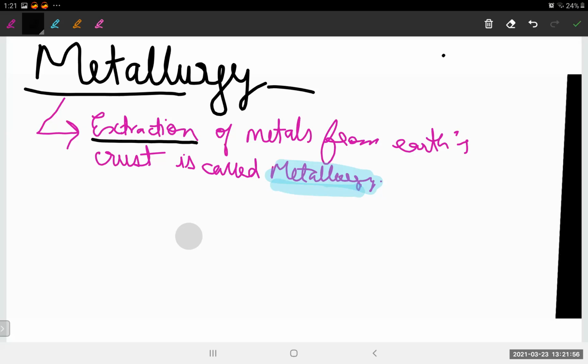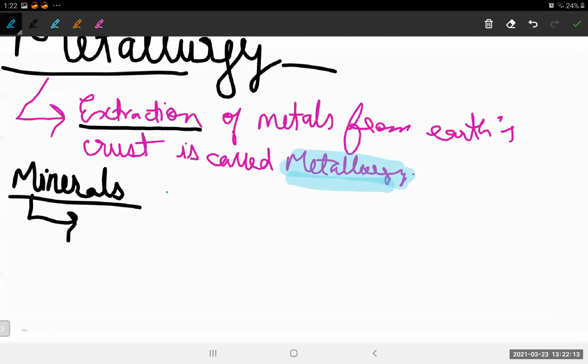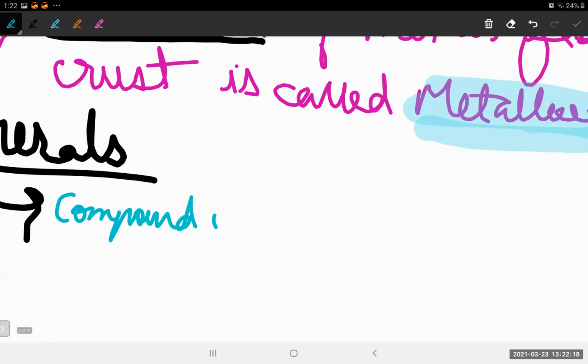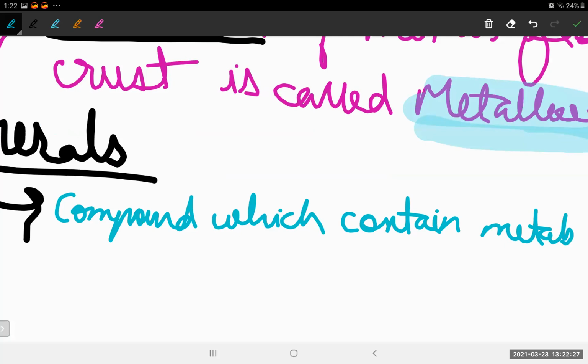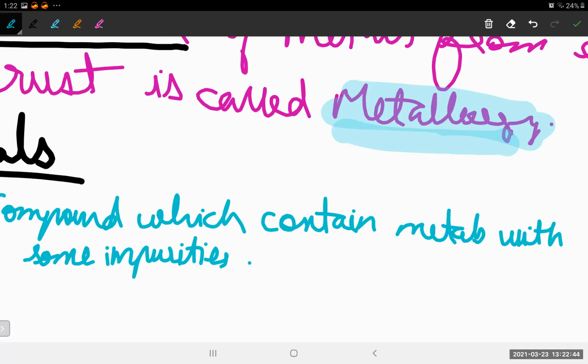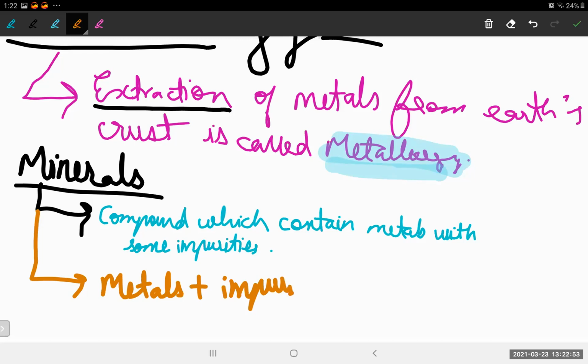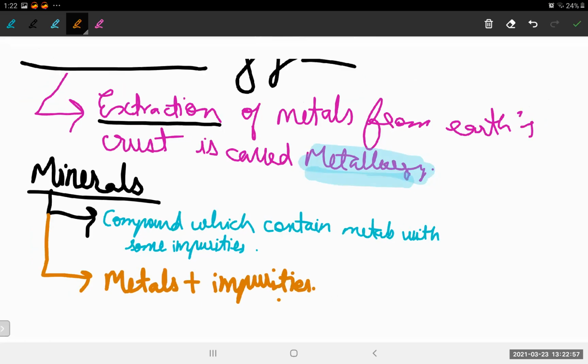So let's start with the second point. Now, the second thing which you all need to keep in mind is the meaning of the word minerals. Okay, now we'll talk about some terms. First term is minerals. So what is minerals? Please write it down. We all know that minerals are those which have metals, right? So let's write it. They are the compounds which contain metals, as I told you just now, with some impurities. They are not pure metals, they have some impurities. So it's called the minerals. Simply, minerals are metals plus impurities, isn't it? Like this we can write it down. So you all know now what minerals are.